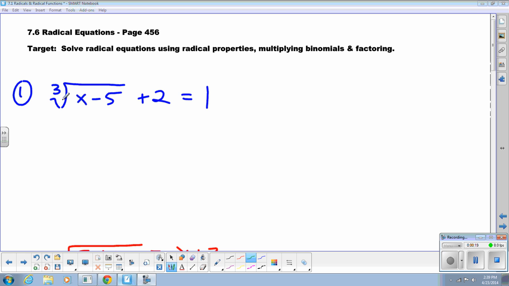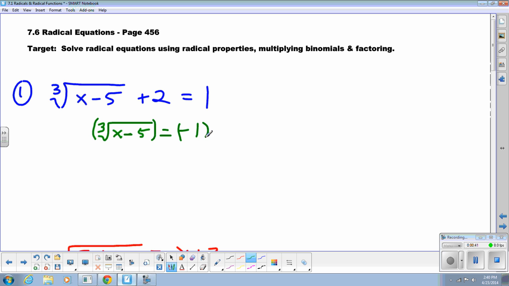So the first equation we're going to work with has a cube root in it, and I will again still want to isolate this cube root. So I will subtract 2 from both sides, and that's going to leave the cube root of x minus 5 equals, and 1 minus 2 is -1. After I do that subtraction, I will cube both sides.